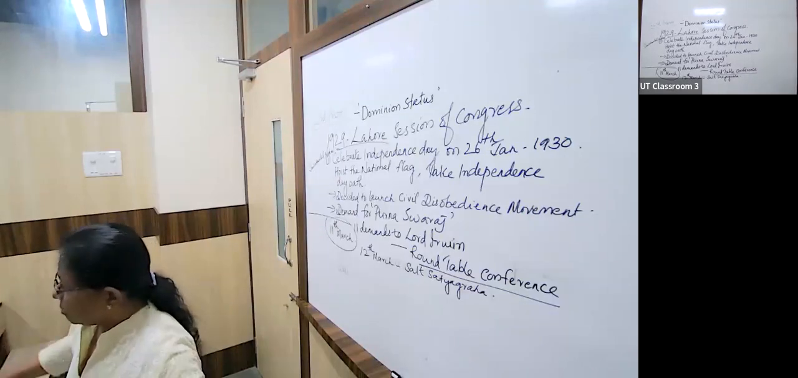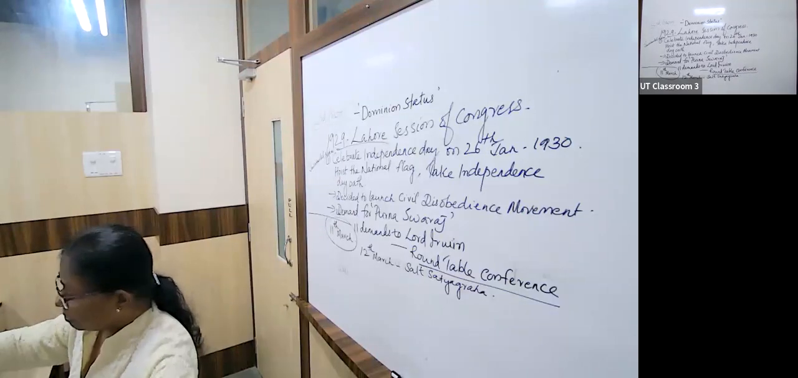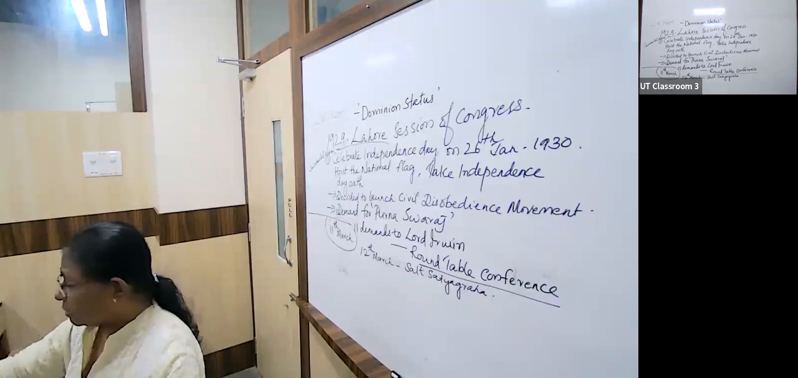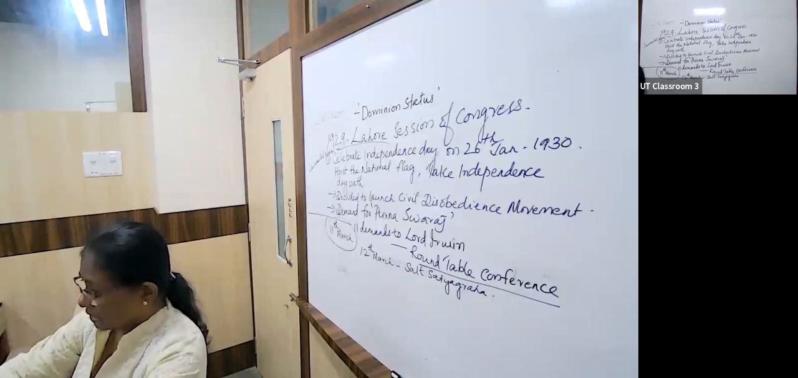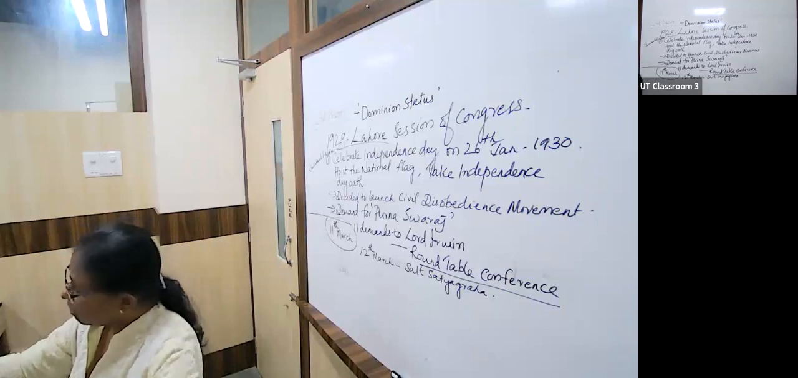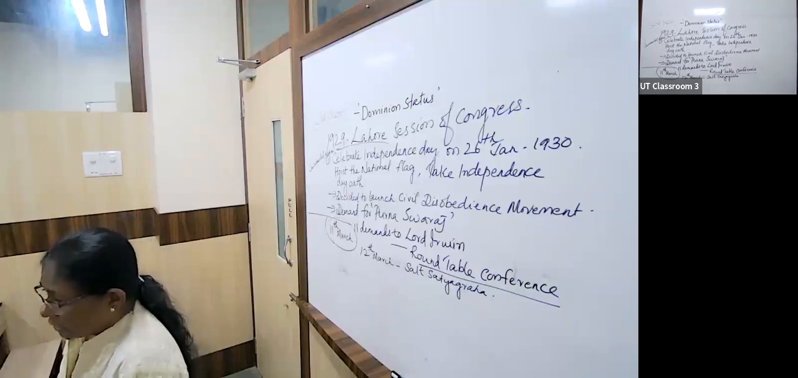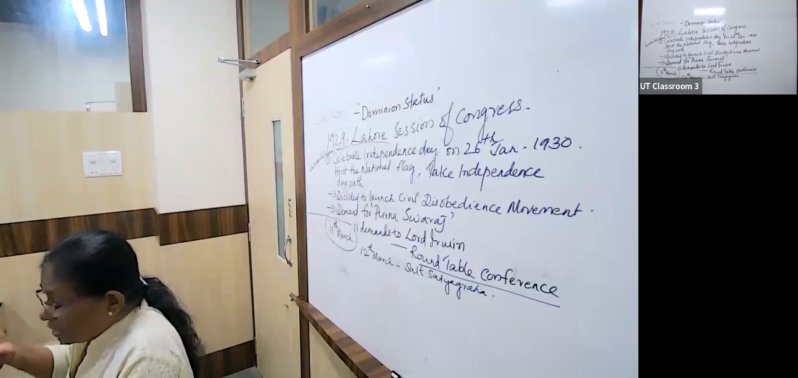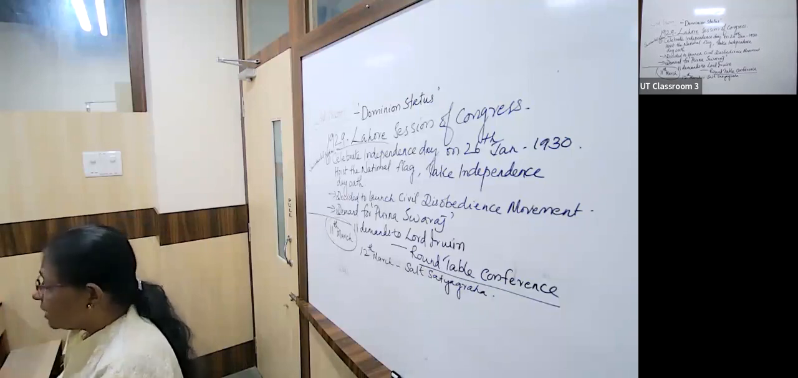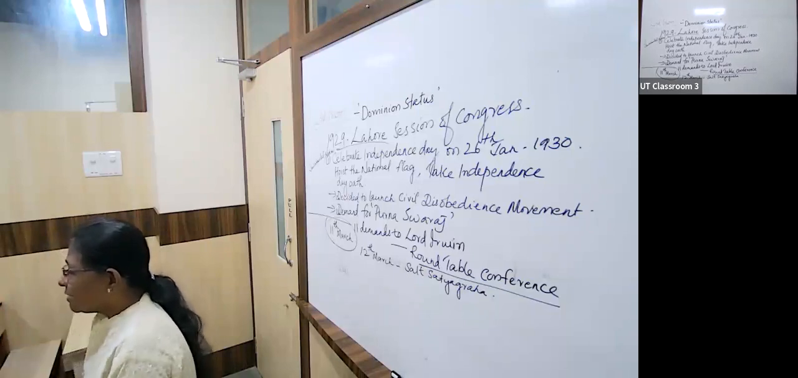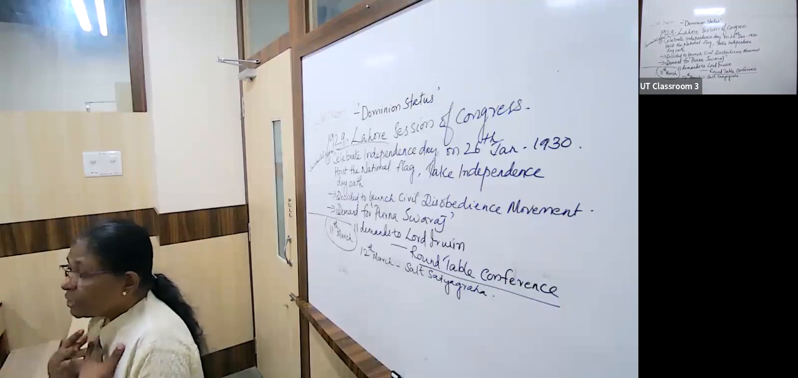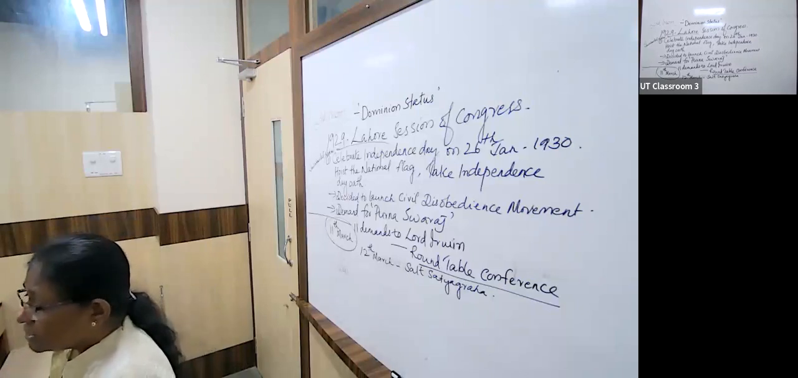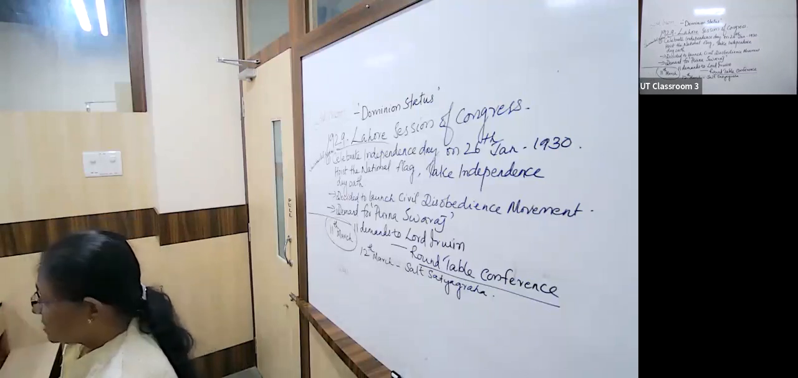Salt pans have to be made, dark areas have to be cleared, and in those only the water will be collected and stored. Then, after evaporation, the salt will be made. And the monopoly of manufacturing and selling was held by the British. So Indians are saying this should not be taxed.